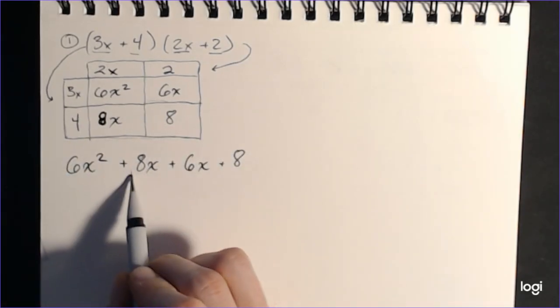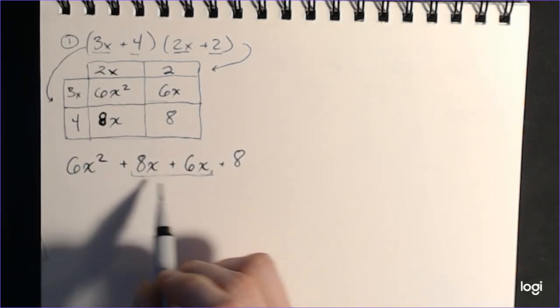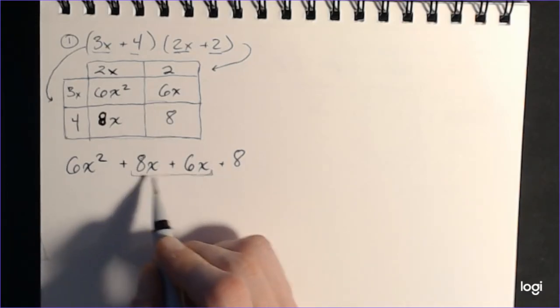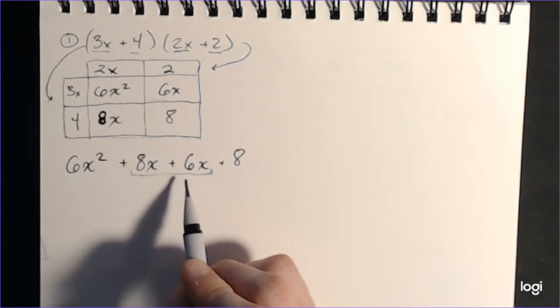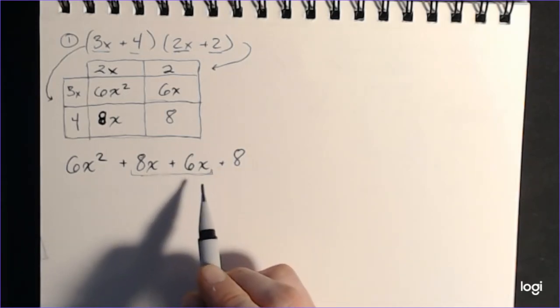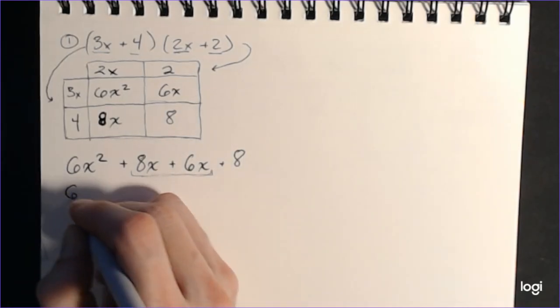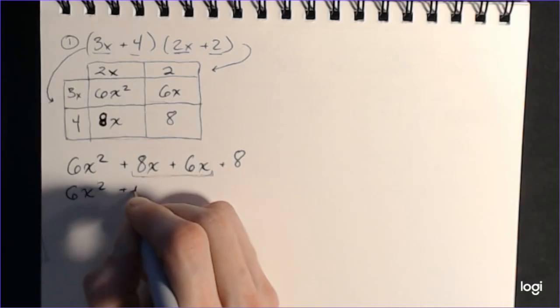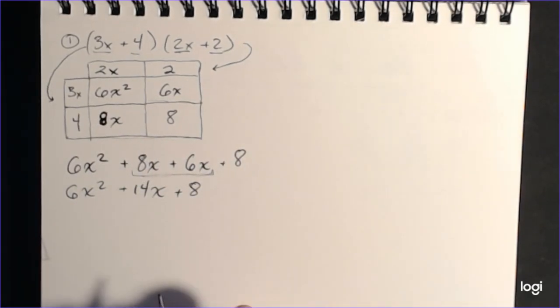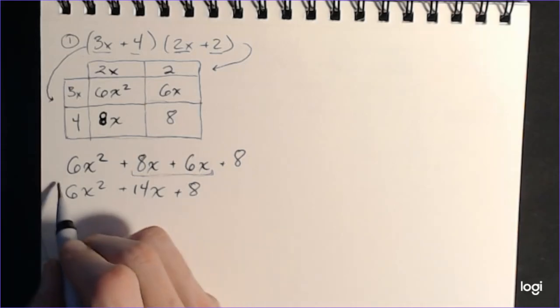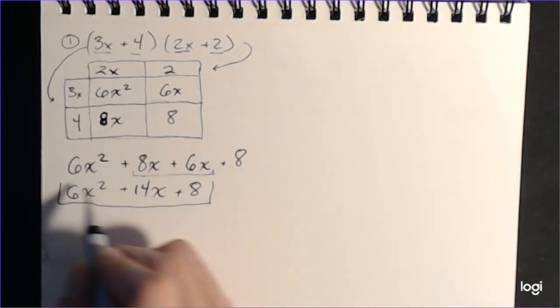Like we saw before, these middle ones are the like terms, so we can just combine them. If we have 6x's and we have 8x's, then we have 8 plus 6, 14, and we have that many x's. So we have 14x plus 8. And that is it. So we put a box around our answer, so we know that we are done.